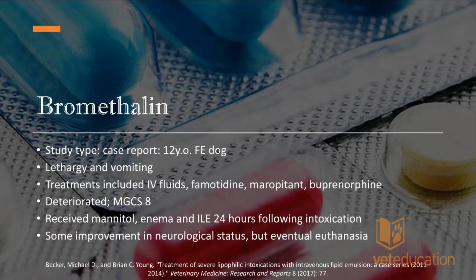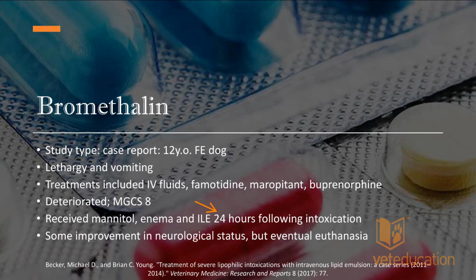There was another case report as well of a 12-year-old female entire dog. She presented with lethargy and vomiting. She had IV fluids, famotidine, maropitant, buprenorphine. She deteriorated. She had a modified Glasgow coma score of 8, so she had severe central nervous system depression. She received mannitol and an enema to try to get gastrointestinal decontamination, and she had intravenous lipid administered 24 hours after intoxication.